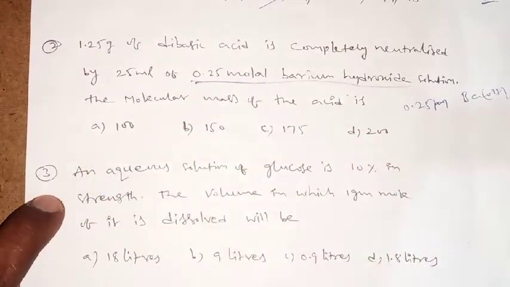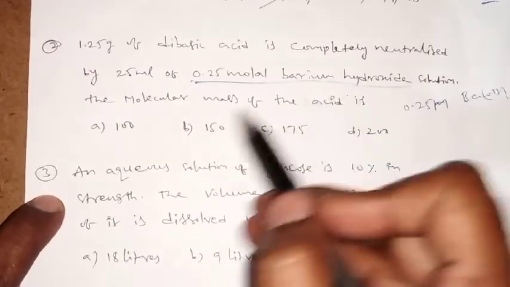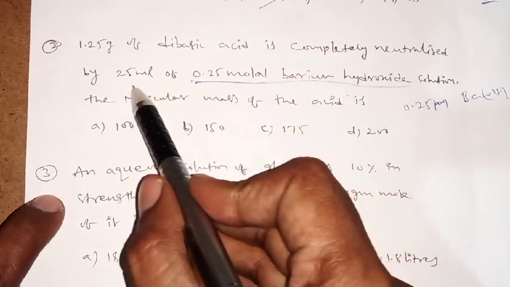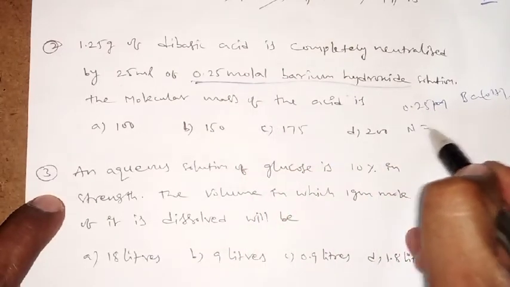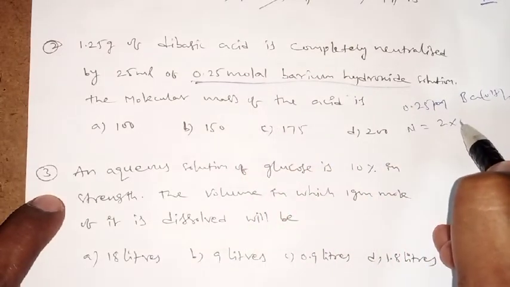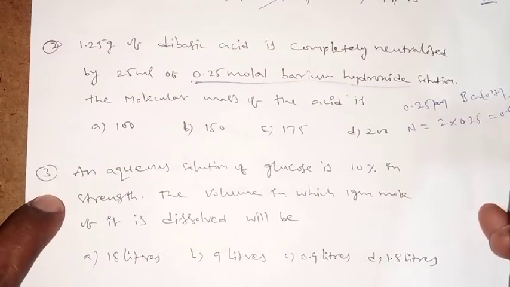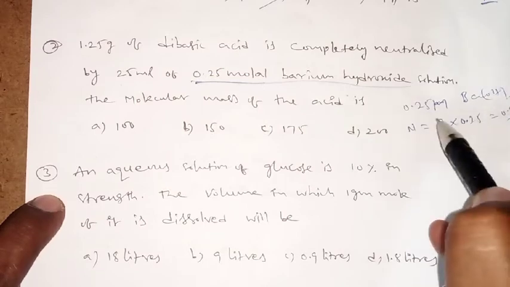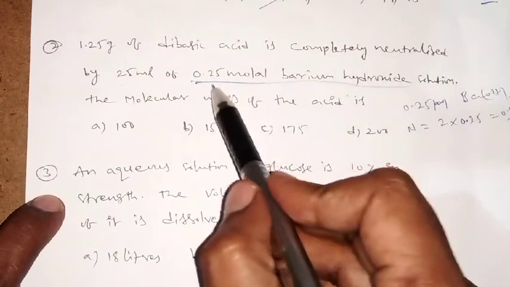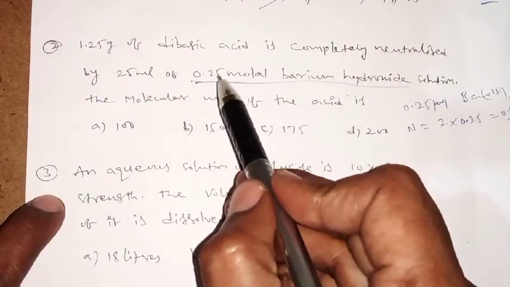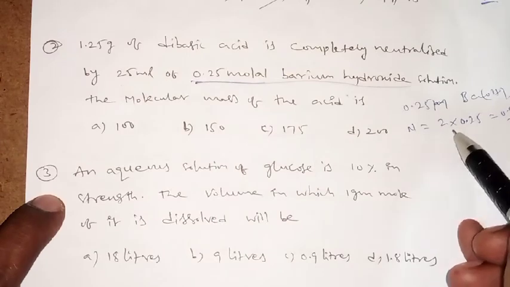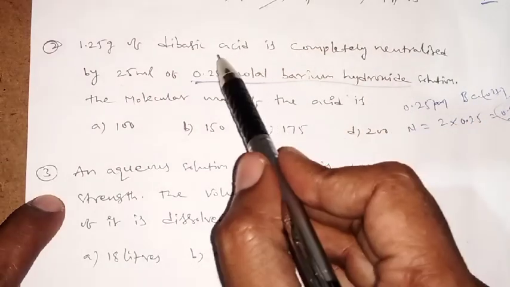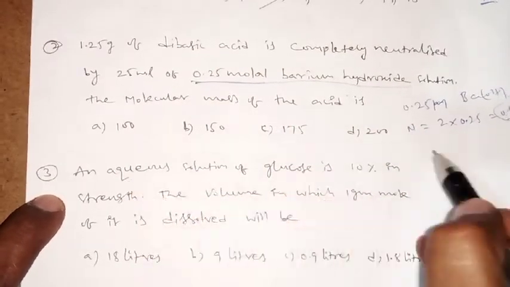That means the number of equivalents of base equals the number of equivalents of acid. So what is the normality of this base? Normality of the base equals 2 into 0.25, which equals 0.5 N. Why 2 into 0.25? Because in one barium hydroxide there are 2 hydroxyl ions, and it is 0.25 molar. So normality equals molarity into n factor, the same formula. So 2 into 0.25 gives 0.5 N. The same normality applies to the corresponding acid, then only it is neutralized.